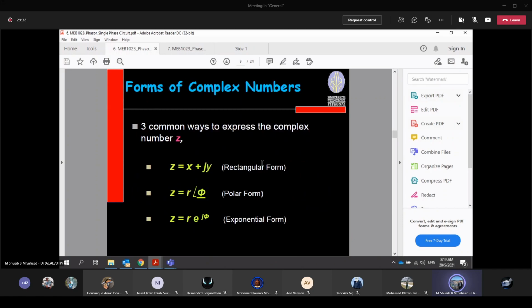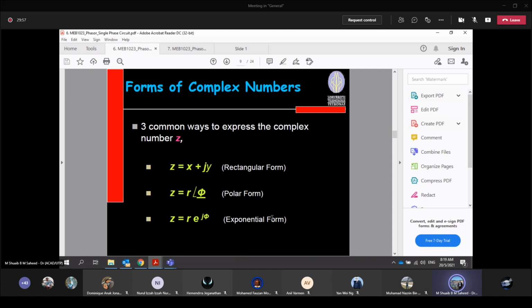Okay. There are three common ways to express the complex number z. It can be in rectangular form, x plus jy. Polar form, z equals r angle phi, the value of the angle. Or in exponential form, z equals r e to the power of j phi.